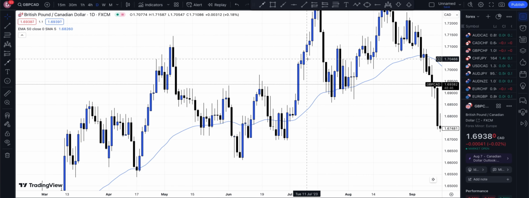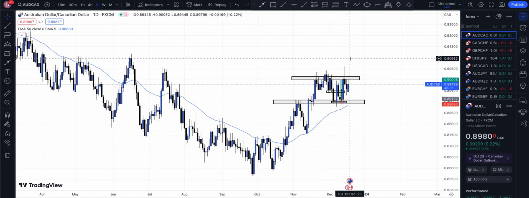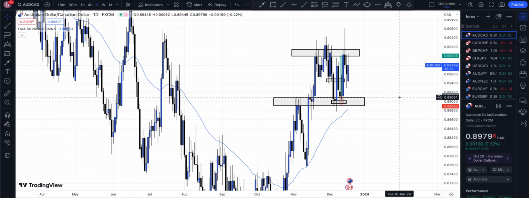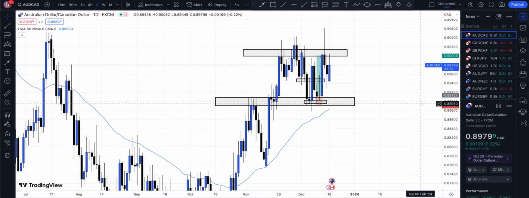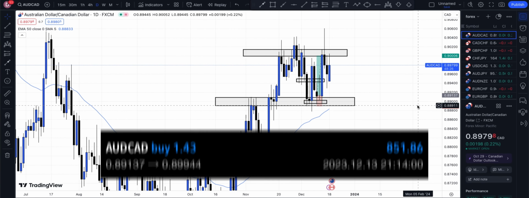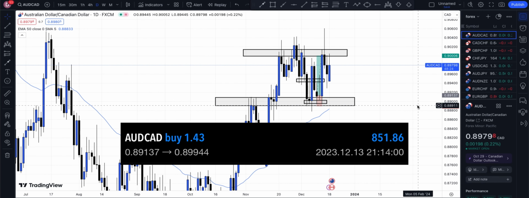So let me show you how I do it on a trade that I actually took. We are on the Australian dollar slash Canadian dollar on the daily time frame. I'm going to show you exactly what I did. Let me pop up the screenshot right here, because I forgot how much I made.